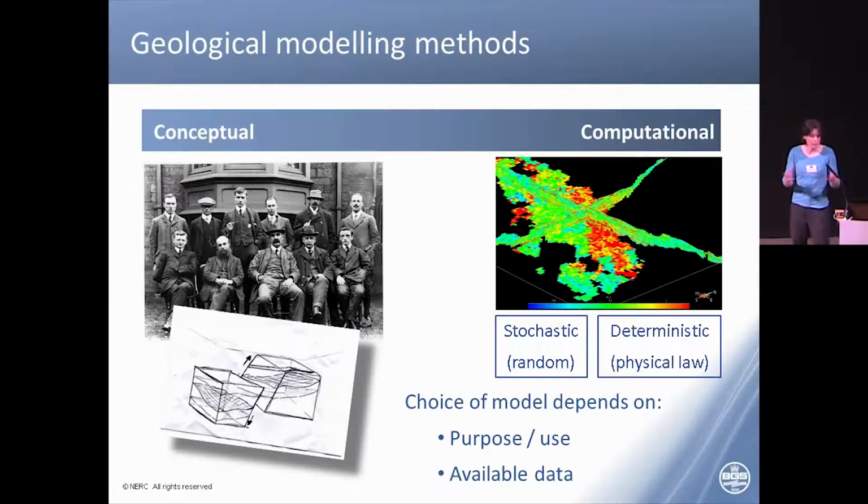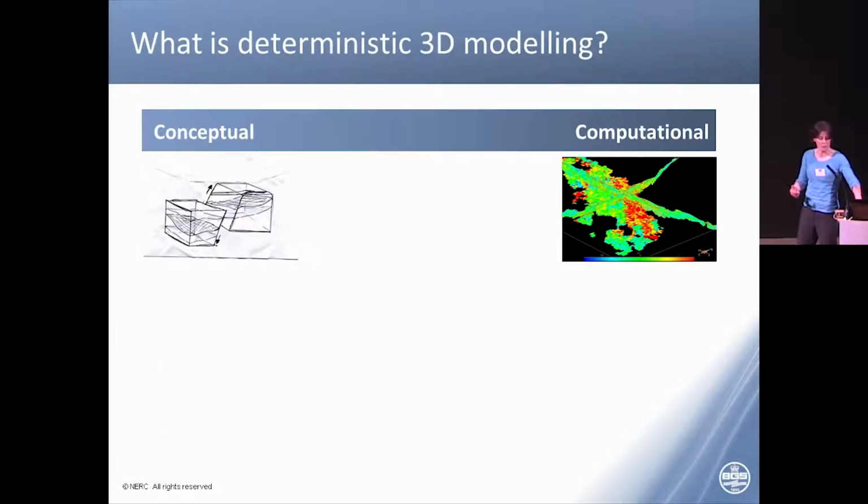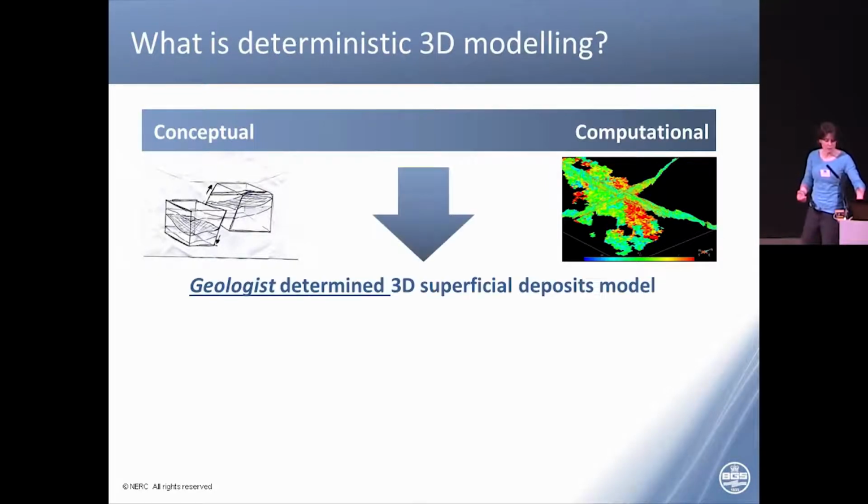So we can do all of these things, and my task today is not to talk in detail about all these different ranges, but to talk about one particular style of modelling that we've used in the Glasgow area to develop much of our understanding of the 3D structure of the superficial deposits. And this is something that we call deterministic 3D modelling. What we mean by that is effectively somewhere in between the conceptual and the computational. So we are producing 3D models that have a strong component of the geologist's interpretation embedded within them.